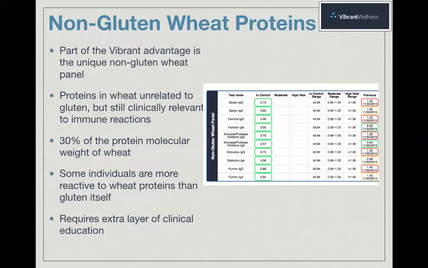to wheat. Reactivity on this panel requires an extra layer of clinical education because certain foods can be labeled gluten-free but may still contain wheat starch as a filler, which may contain these non-gluten wheat proteins. If a patient is going gluten-free, they are going wheat-free by default, but may need to be very cautious about packaged foods due to labeling loopholes.